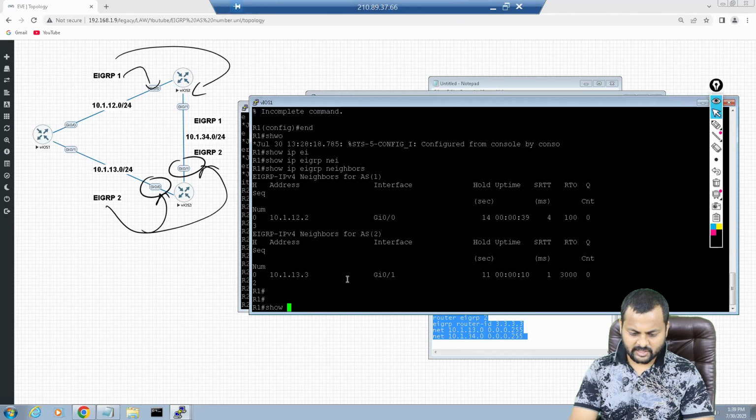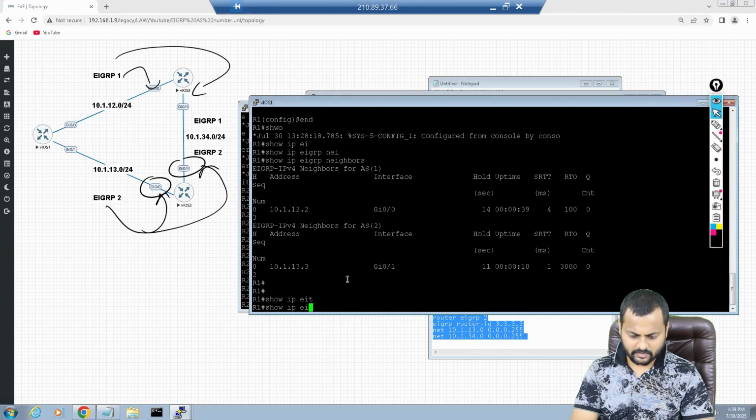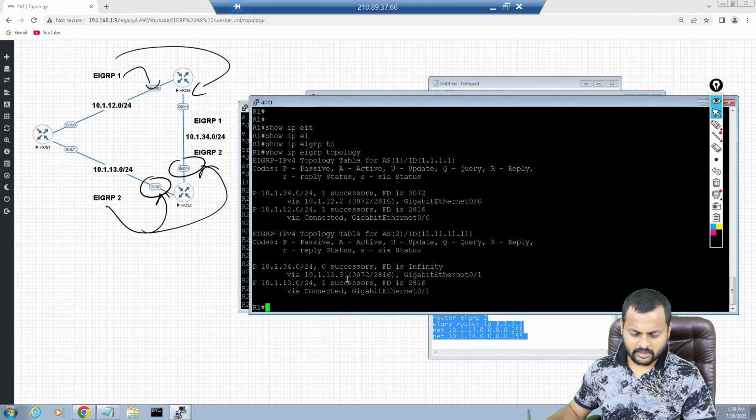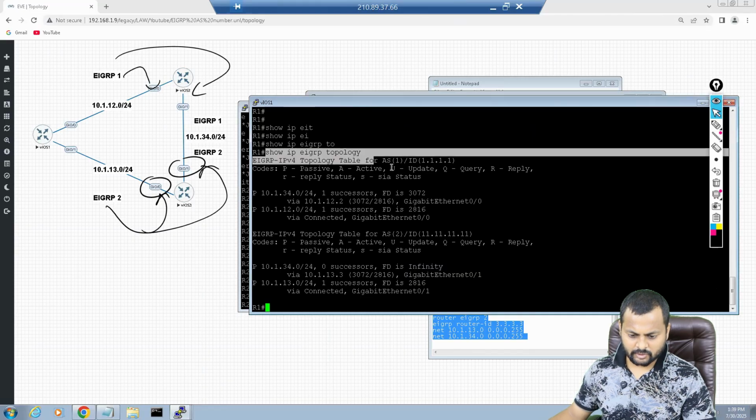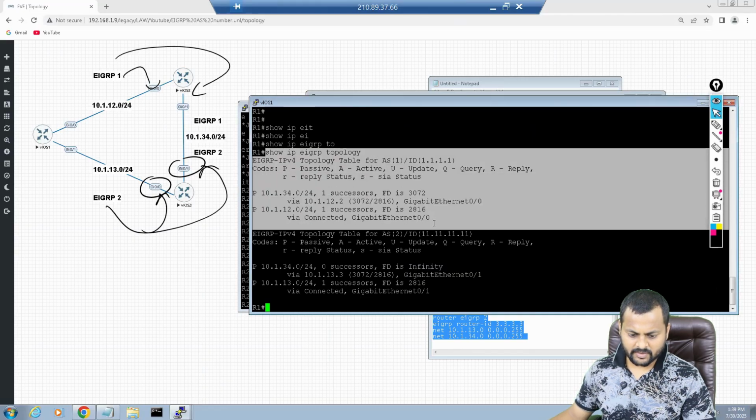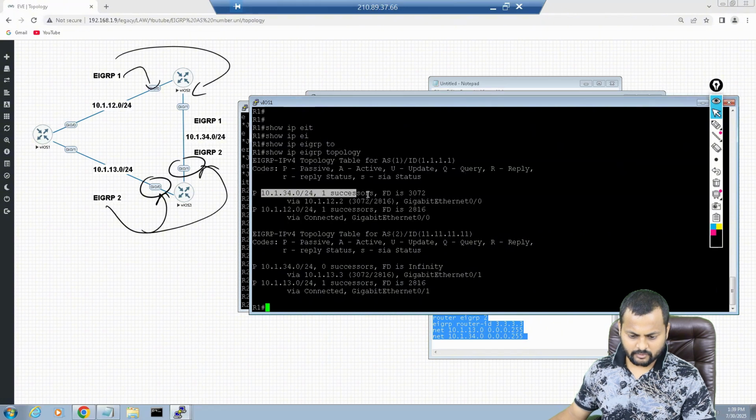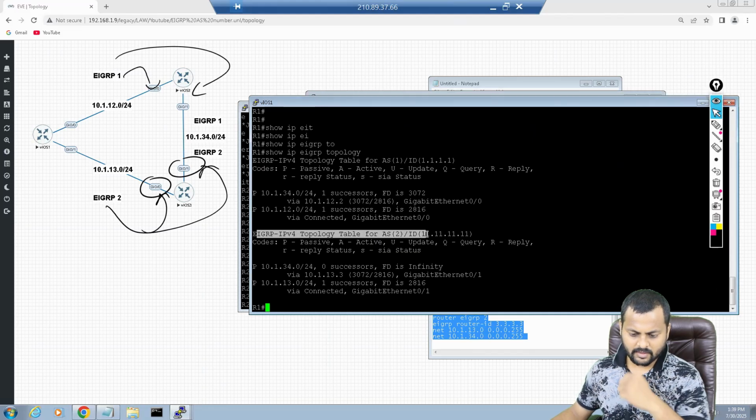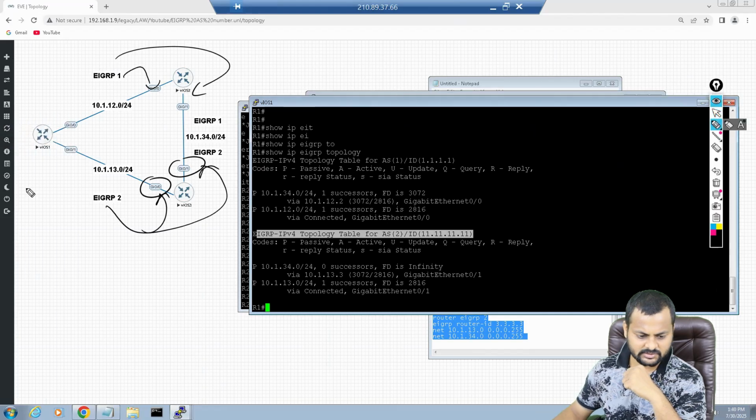Now you can see the show IP EIGRP topology table as well. You can see that in the EIGRP topology of AS number 1 right now, I'm getting this route 34.0. The normal FD we have. And if you see the EIGRP AS number 2 right now, the 11.11.11 is the router ID for this one. So this is the EIGRP 1 topology table, and this is the EIGRP 2 topology table.